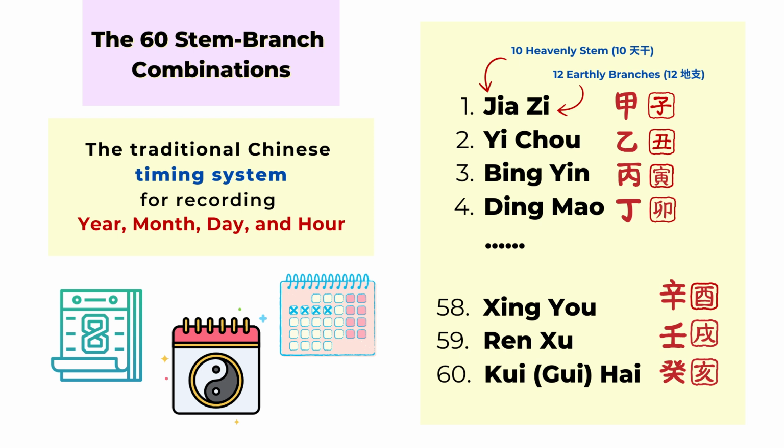And the second one is Yichou. The third one is Bingyin. So we keep following the order until the last one, Guihai. For example, 2025 is a year of Yisi. Yi is the heavenly stem, and Si is the earthly branch.